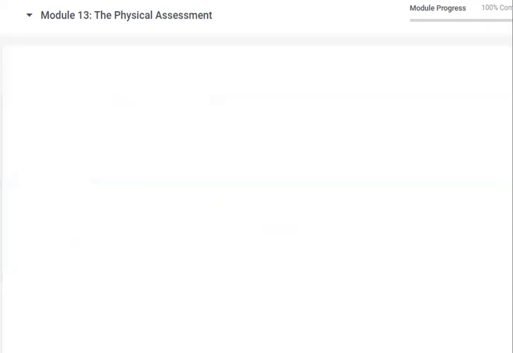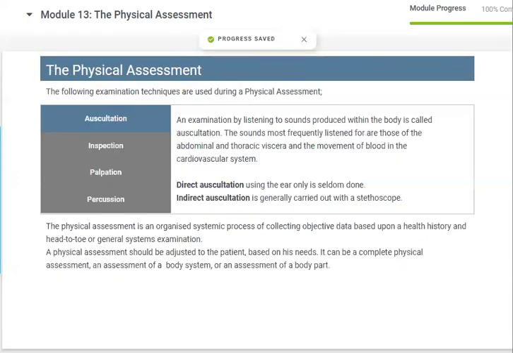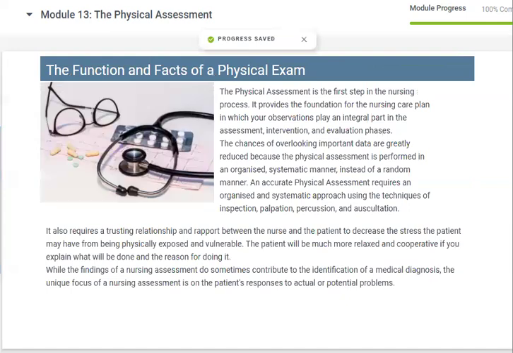The physical assessment is the first step in the nursing process. It provides the foundation for the nursing care plan in which your observations play an integral part in the assessment, intervention, and evaluation phases. The chances of overlooking important data are greatly reduced because the physical assessment is performed in an organized, systematic manner, instead of a random manner.